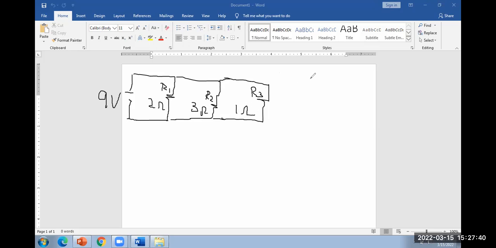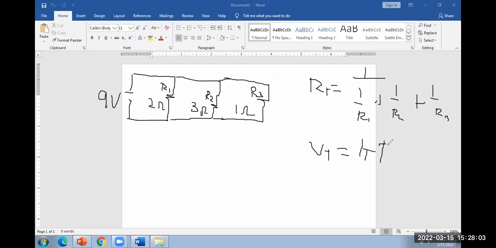Then find the RT. So RT is 1 over, 1 over R1 plus 1 over R2 plus 1 over R3. Tapos dito naman voltage pare-pareho. So VT is equivalent to IT RT.